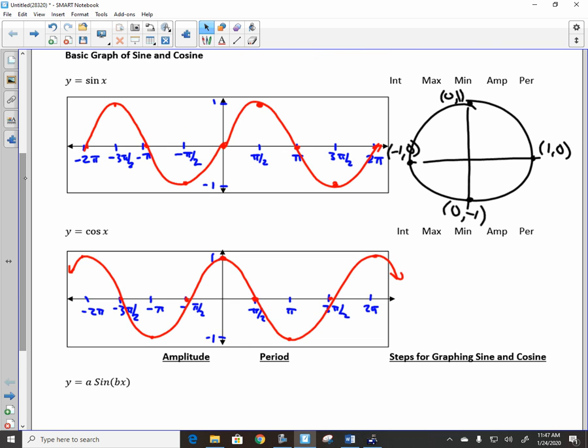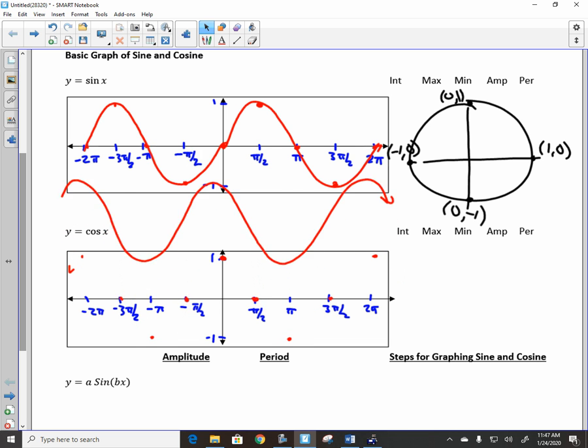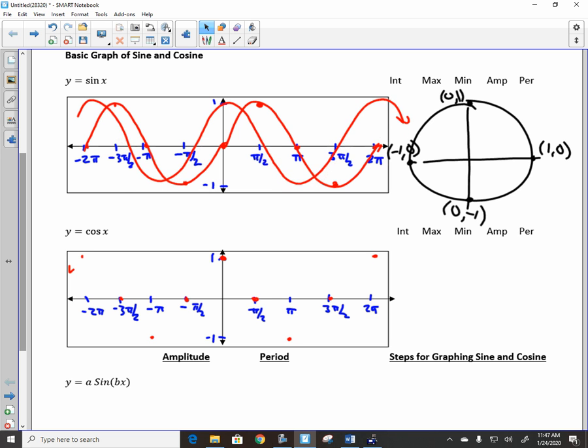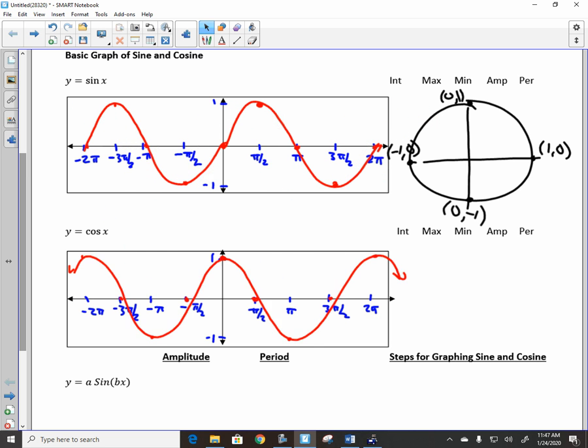Now what's interesting is this sine and cosine graph, they do look similar, don't they? In fact, if I grab this cosine graph and I put it up there, you can see how similar they look. In fact, they are the same graph. They're just shifted horizontally. Right? And that's a relationship that exists between those.